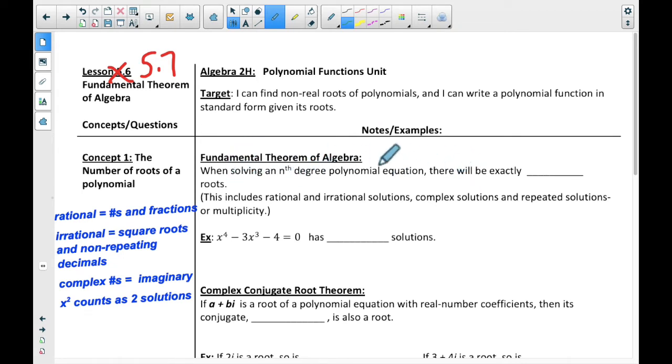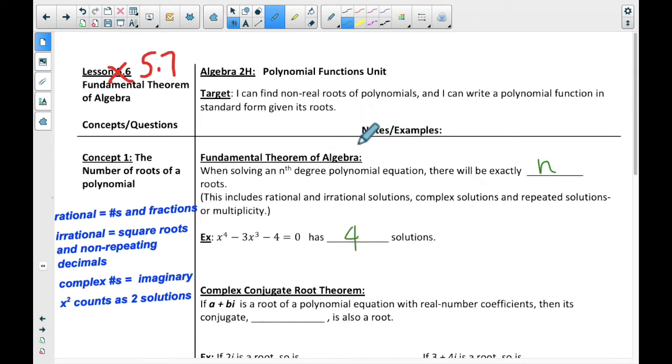When solving an nth degree polynomial equation, there will be exactly how many roots? And we talked about this, that there's going to be n number of roots if it's an nth degree polynomial. So for instance, x to the fourth will have 4 solutions.